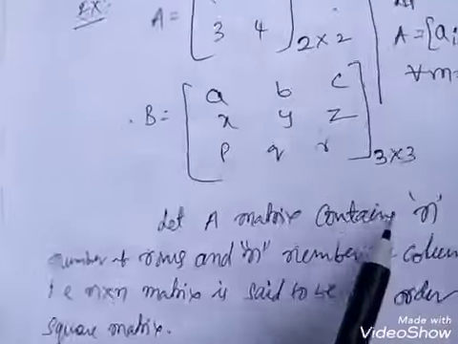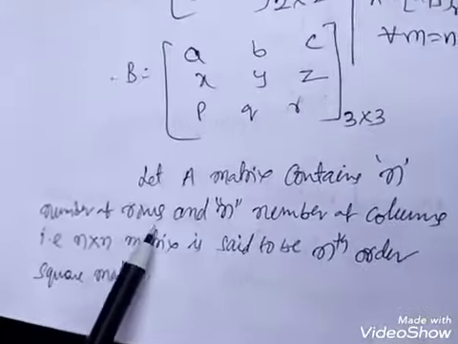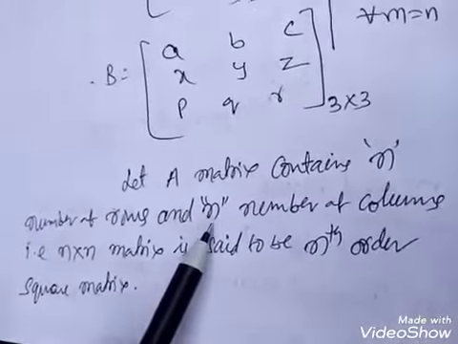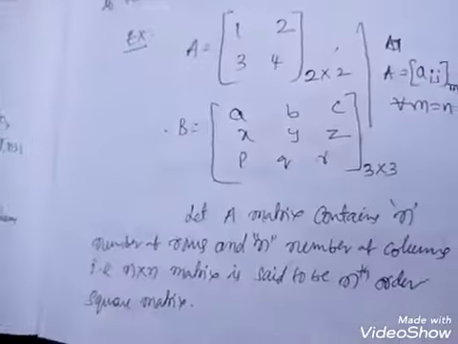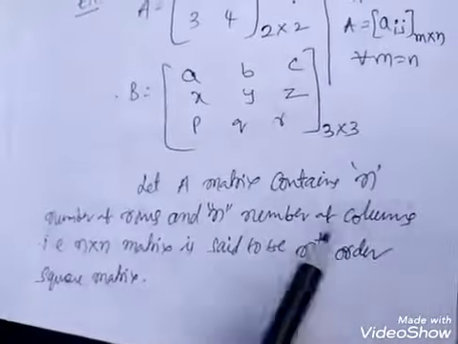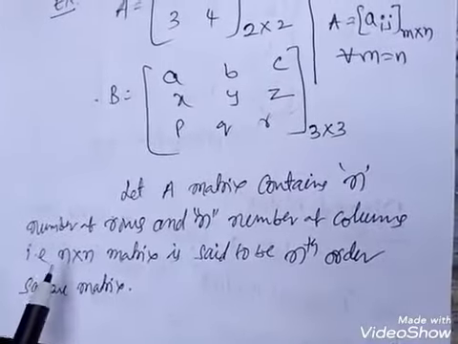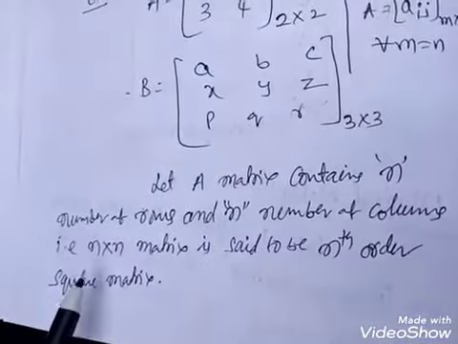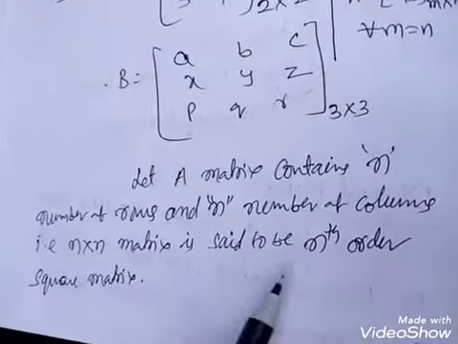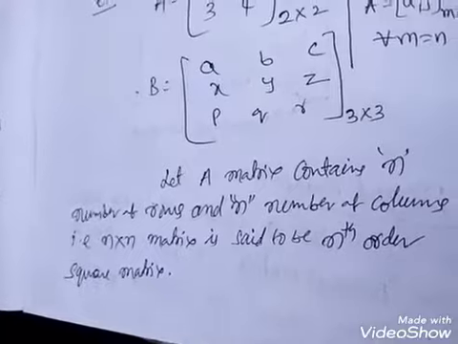Let a matrix be of order n, that is, n number of rows and n number of columns will be there. This is written as the n by n matrix. Instead of reading n by n matrix, it is simply read as nth order square matrix.